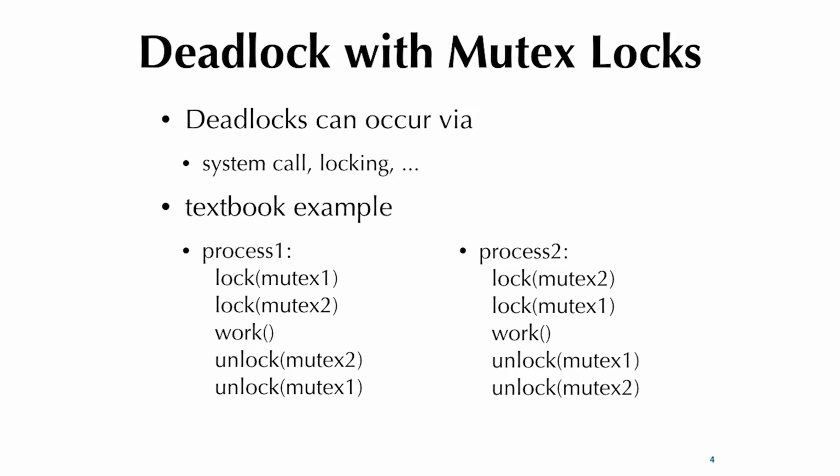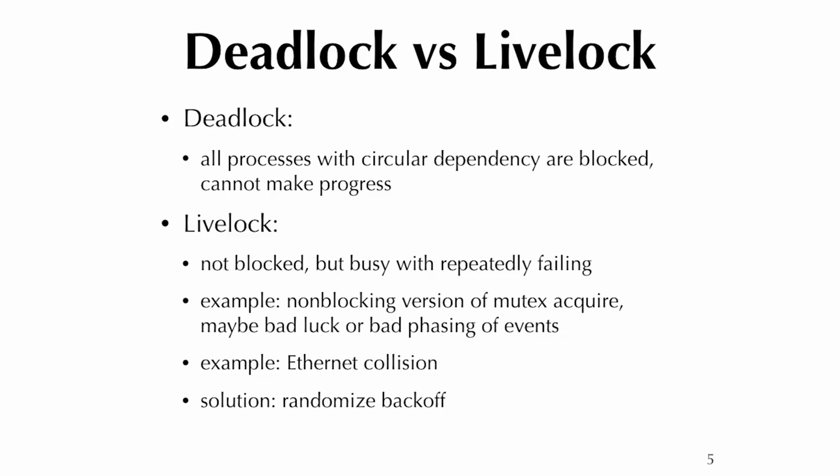So this one, right? If each one acquires one mutex and then gets swapped out, and it is blocking on the other, then you have a deadlock. So this is a particular order where deadlock could happen. Now there's a difference between a deadlock and a livelock. They are both bad conditions to be in. Deadlock is worse in the sense that all processes with a circular dependency are blocked, and you can't make progress because one's depending on another, and they're depending on another in a circle.